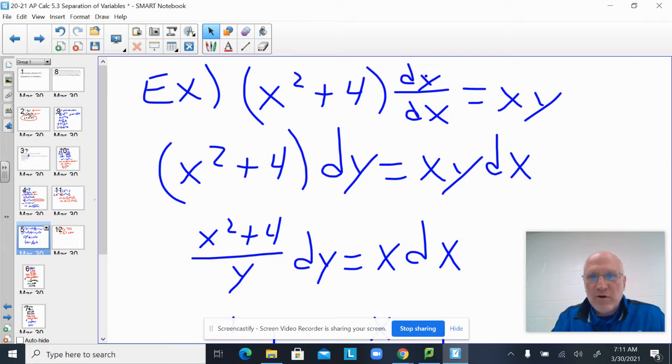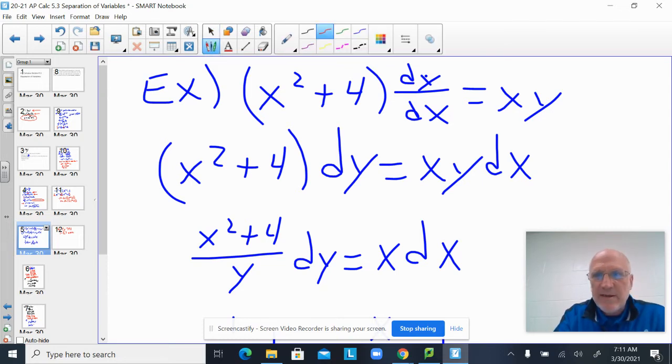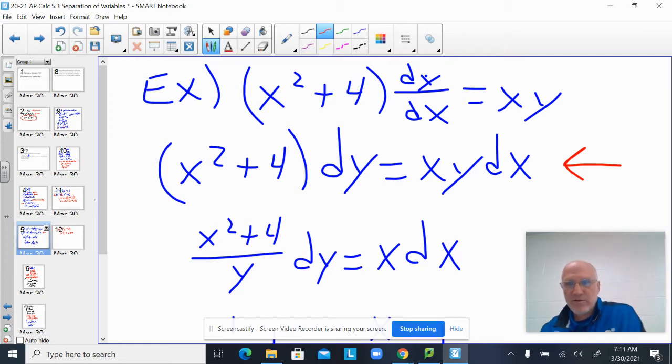So let's see what I do first. First, to get to this line, I just multiplied the dx to the right side. And then I divided both sides by y. That got the y from the right side to the bottom of the left side.